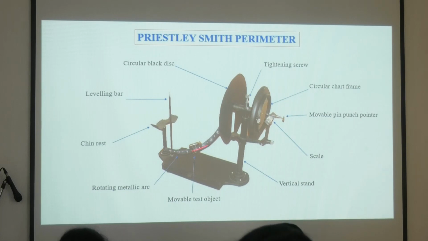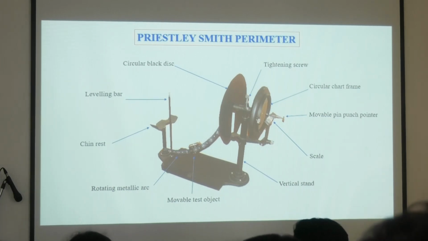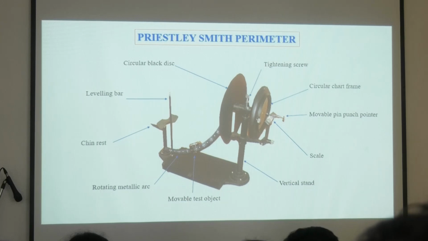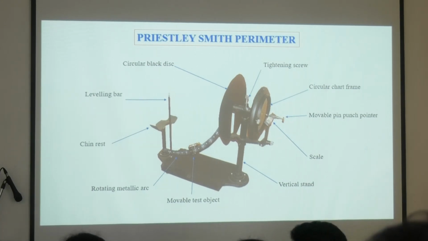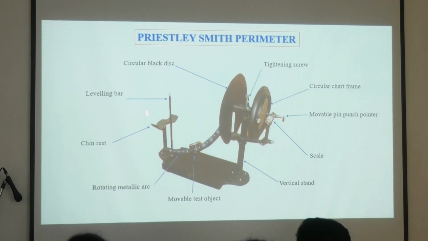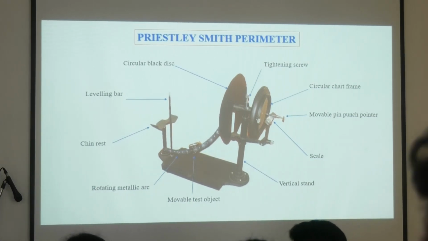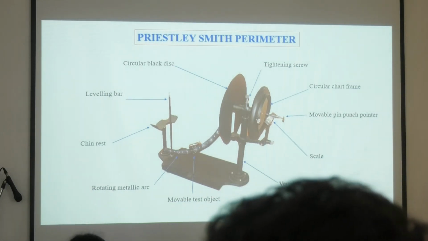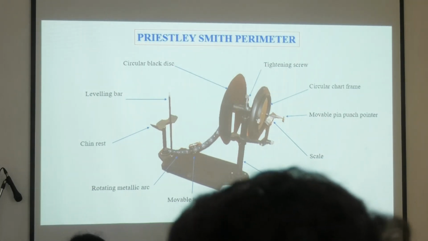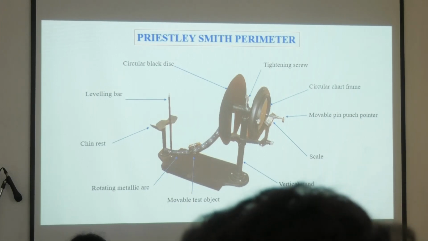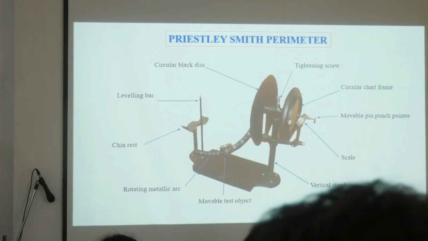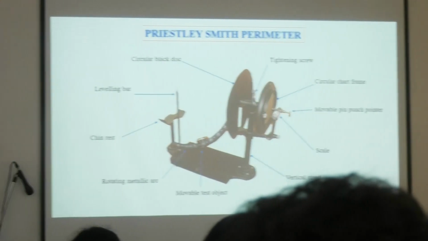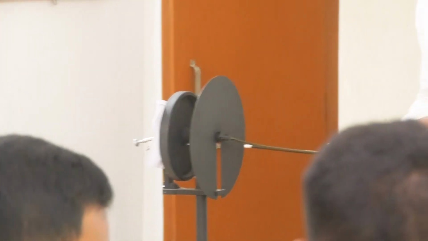This is a metallic arc, a rotating metallic arc. Again, we have degrees over here. This is the chin rest, and this is the leveling bar. So here is the object. We have set it at yellow color. So this is the yellow color object. Let us fix this.